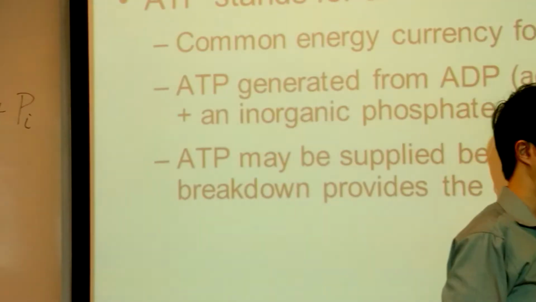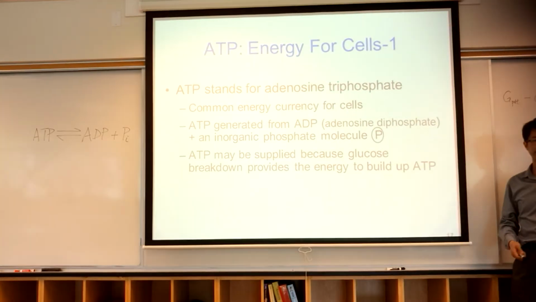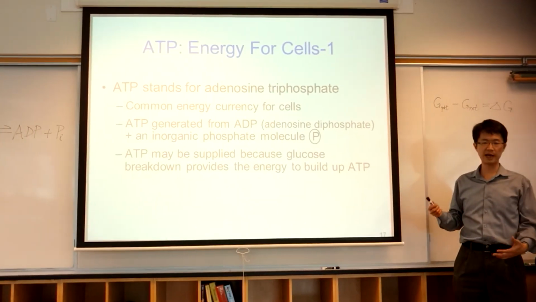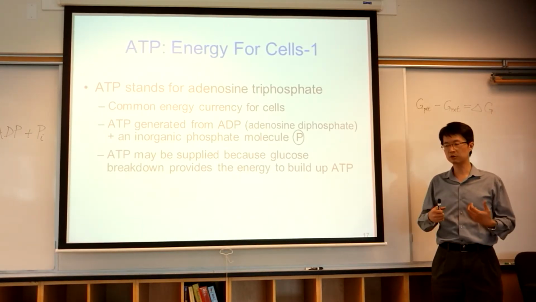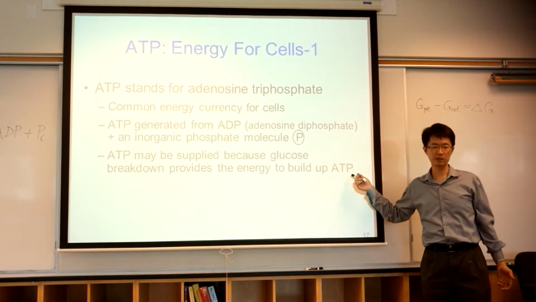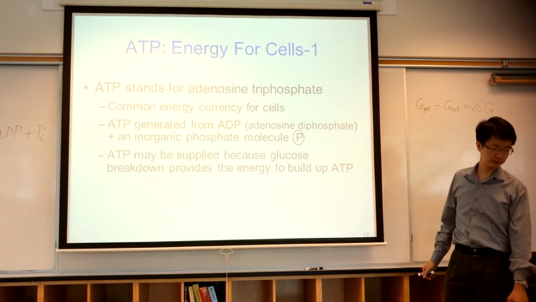So where does ATP come from? ATP comes from glucose. We eat food so that we can gain glucose from the food, and then we break down glucose to make ATP. That's the whole purpose of cellular respiration.